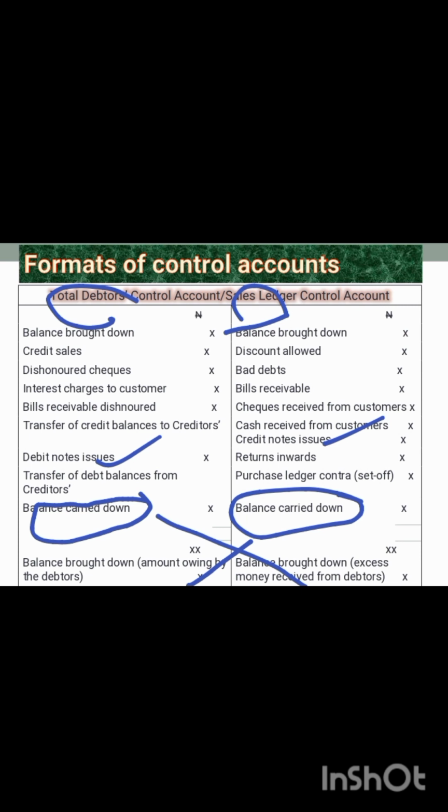When there is a refund, it is found at the debit side of total debtor control account, because the excess is found at the credit side as a balance. All right, so let's take note of these closing balances. When they are brought down at the debit side, it indicates the amount owed by the debtors, while the credit side indicates the excess money received from the debtors.